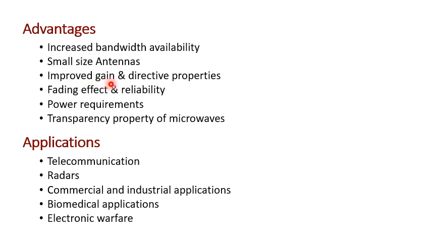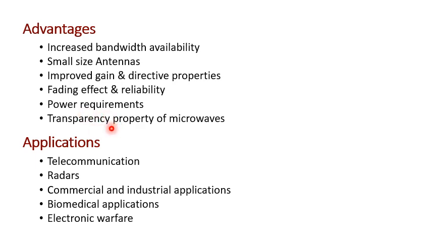The third advantage is that you have improved gain and directive properties. The reason is that gain and directivity are inversely proportional to wavelength. For microwaves the wavelength is small, which means you have improved gain and directivity. Similarly, the effects of noise and fading are minimum due to the use of line of sight propagation techniques, so the amount of reflections will be minimum. Another advantage is that the power required for the transmission of microwaves is much less when compared to a low frequency signal.